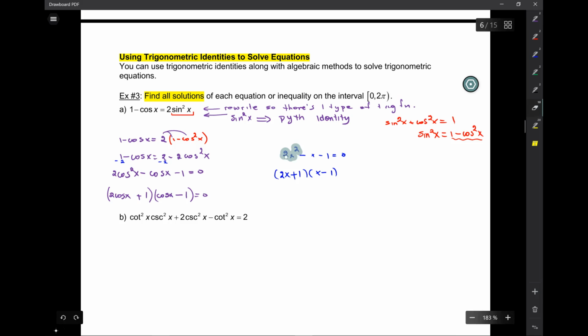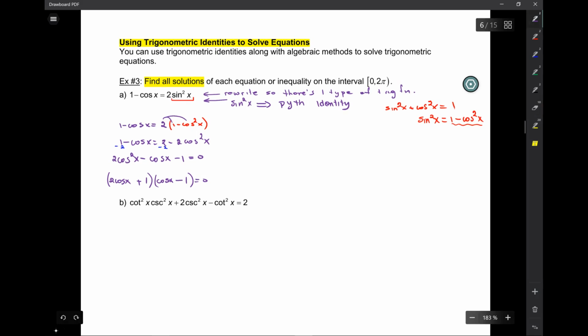Why did we do this? Because now, zero product property. Two things multiplied equal to 0, I could set each of them equal to 0 separately. 2 cosine x plus 1 equal to 0. Cosine x minus 1 equal to 0. Cosine x equals negative a half. Cosine x equals 1.